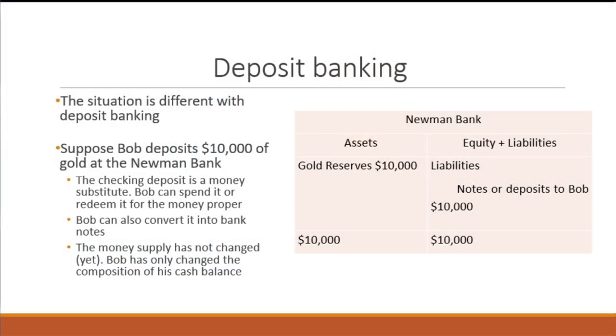So if he wants to change the composition of his cash balance, he could, say, convert $5,000 of his checking account into banknotes. Okay, and the Newman Bank would issue banknotes. I've got a picture sort of showing that on the next slide. Once again, the money supply has not changed. All that's changed is the composition of the cash balance. So Bob's cash balance in terms of gold has declined by $10,000, and it's gone up by $10,000 in the form of notes and deposits, right? So let's say Bob is keeping some of it in the form of notes.